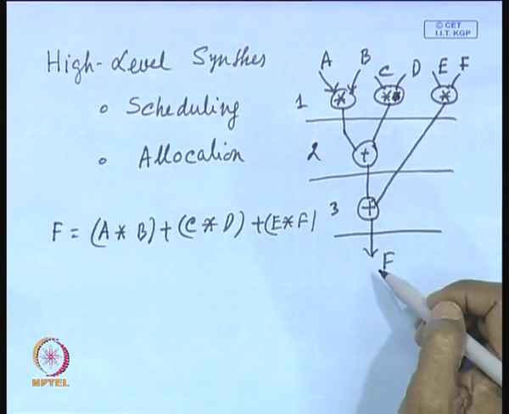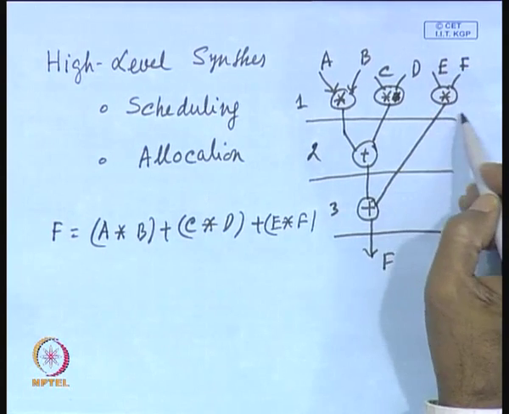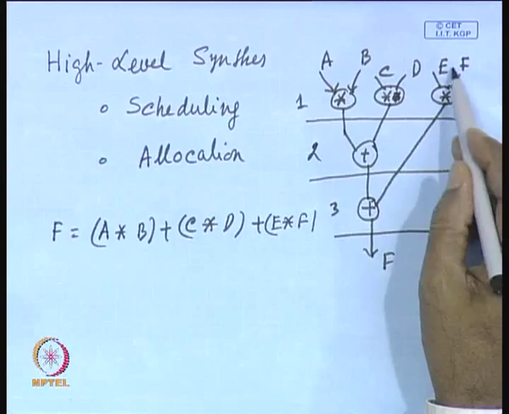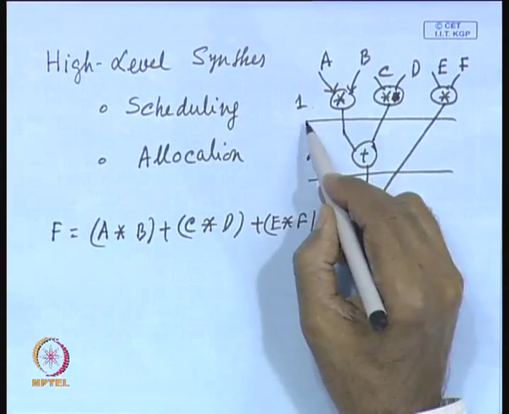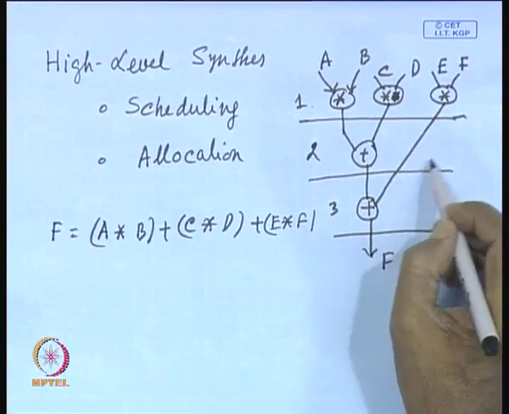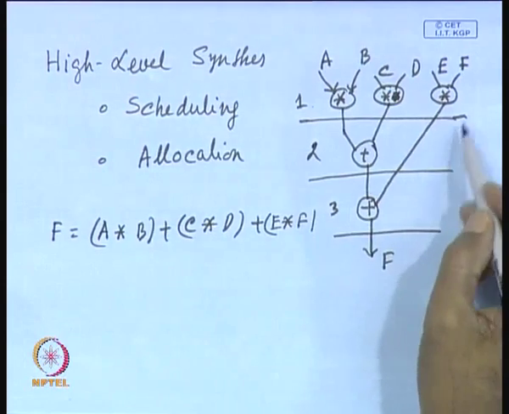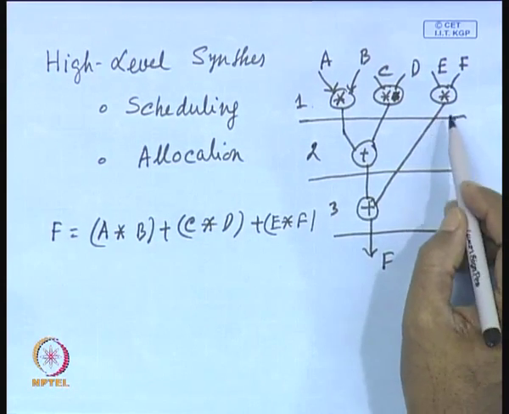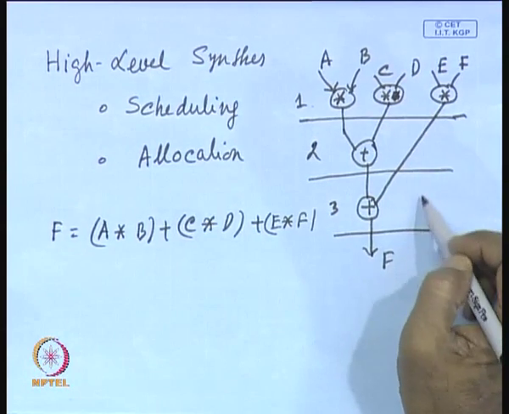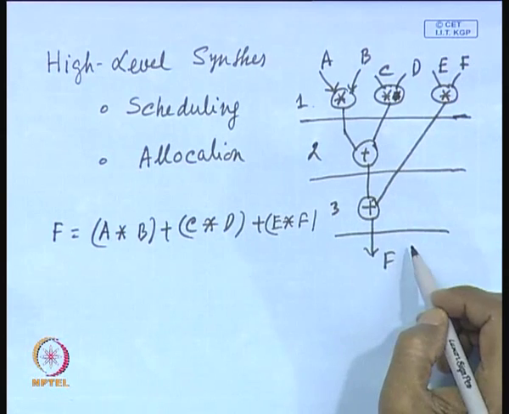So, this is how you can do. Here you can see in this case we have the option of scheduling the multiplication E and F either in the first time step, or you can schedule it in the second time step, and still it will serve the purpose. That means, this is the job of the scheduling. You may have the choice of scheduling some functions at different time steps. So, this is what is done in scheduling.